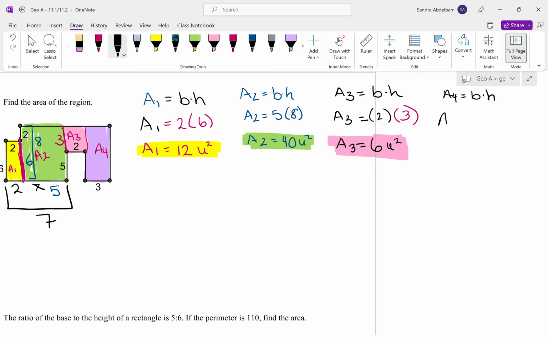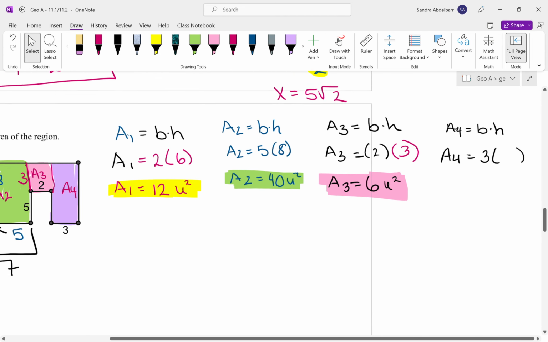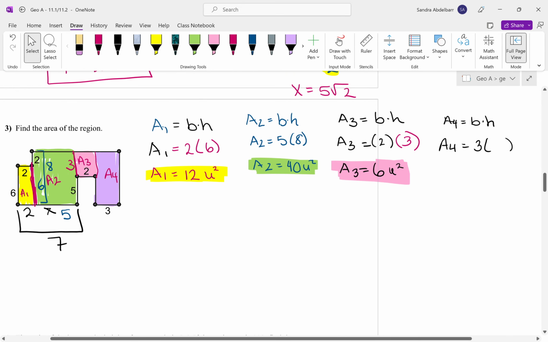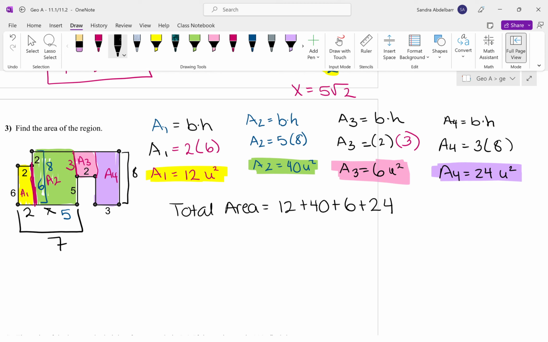So area 4, again, it's a rectangle, so it's base times height. My base is 3. What is the height? Where'd we go? What is the height? So 8. It's the same as the other one if you go all the way back to the green one. So it's 8 times 3, so area 4 is 24 units squared. So now the total area is equal to 12 plus 40 plus 6 plus 24.